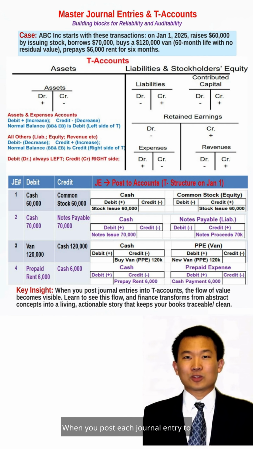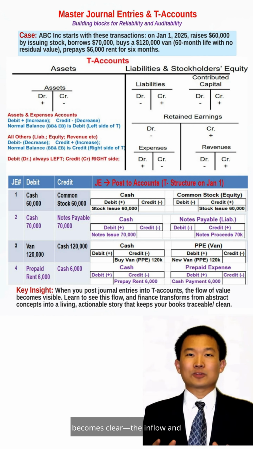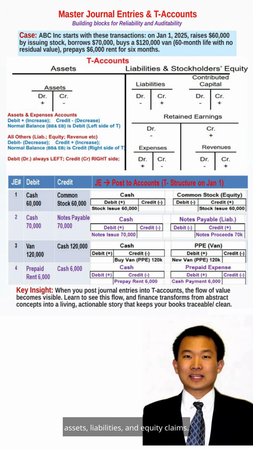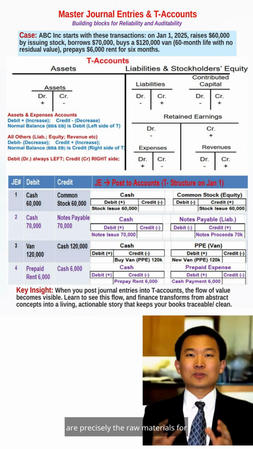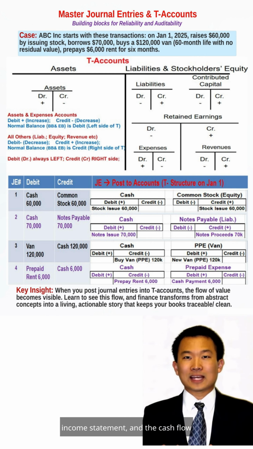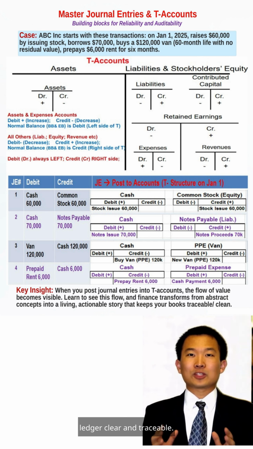When you post each journal entry to the T accounts, the flow of value becomes clear, the inflow and outflow of funds, and the company's assets, liabilities, and equity claims. The balances of these T accounts are precisely the raw materials for the three major financial statements: the balance sheet, the income statement, and the cash flow statement, and they also make the ledger clear and traceable.